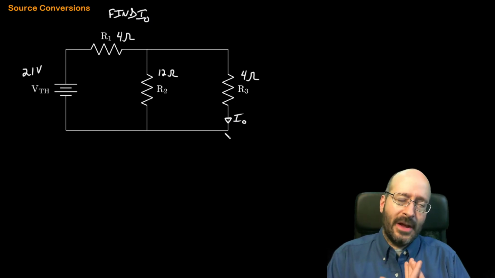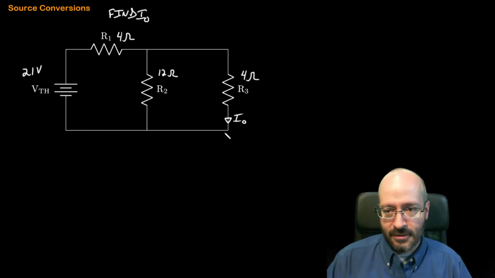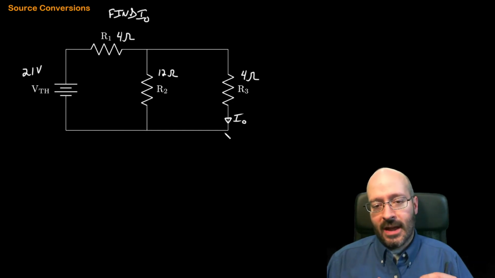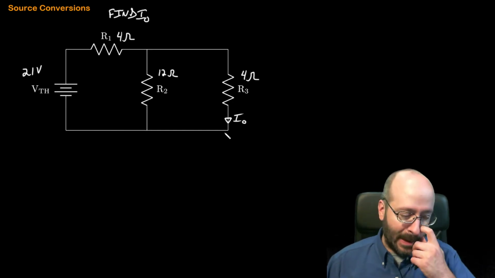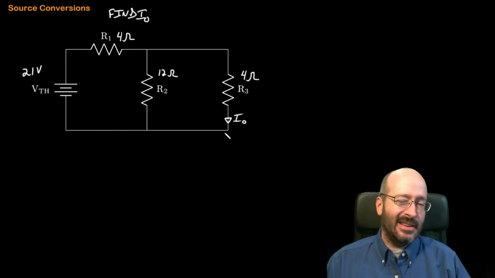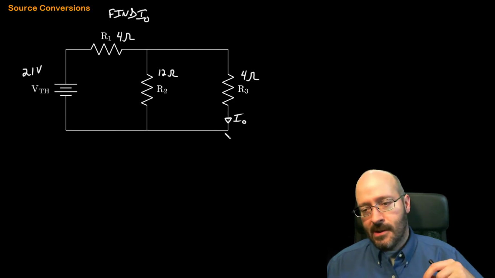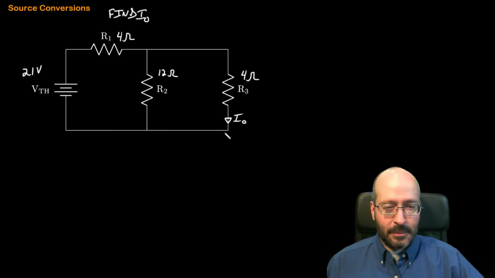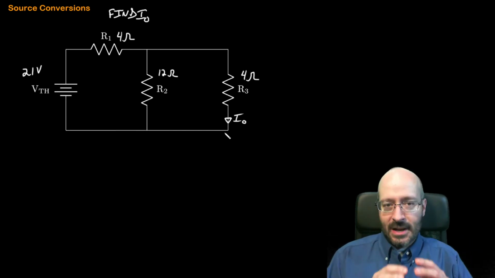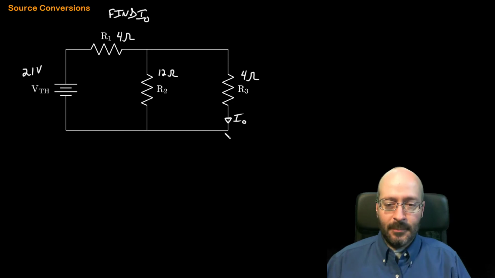So when I'm considering applying a source conversion, I have to go through a series of questions in my head. I have to say, is there anything in series that I can combine? Is there anything in parallel that I can combine? So that would be resistors, that would be voltage supplies when they're in series, current supplies when they're in parallel. Those combinations are the things that are really making the circuit simpler.